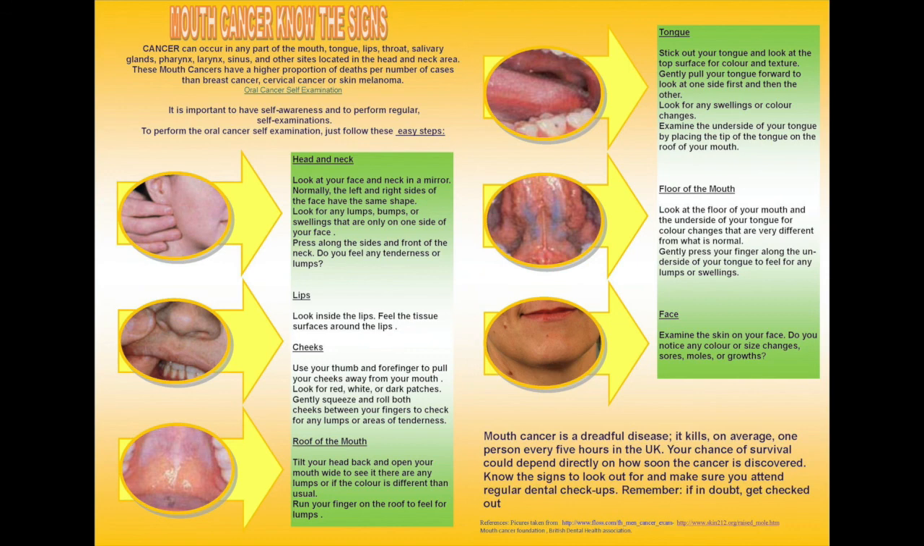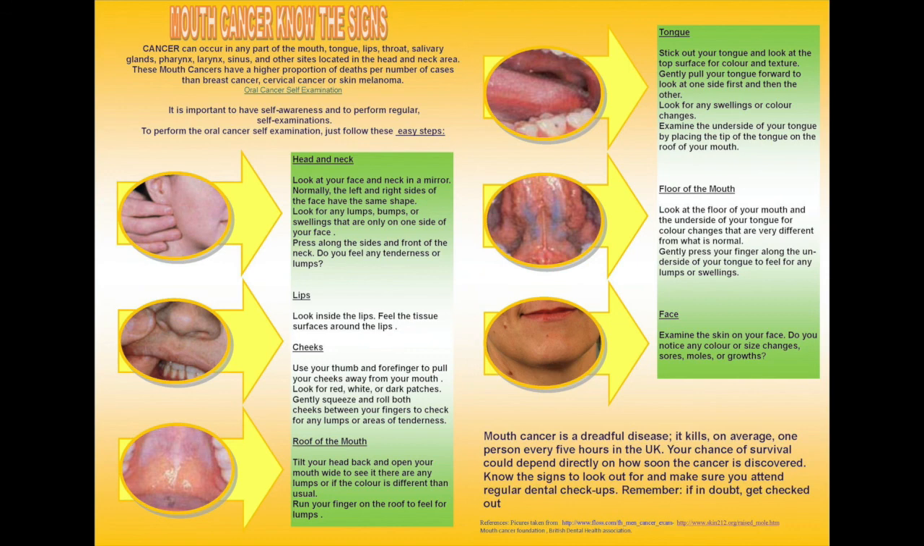On the roof of the mouth, tilt the head back and open your mouth as wide as you can to see if there are any lumps or if the colour is different or unusual. And then run your finger along the roof of your mouth to see if there are any lumps or bumps or unusual areas. With the tongue, you can stick it out and look at the top surface and the texture, and then pull the tongue from one side to the other, look for any swellings or colour changes, and then examine underneath the tongue by putting the tongue tip to the roof of your mouth.